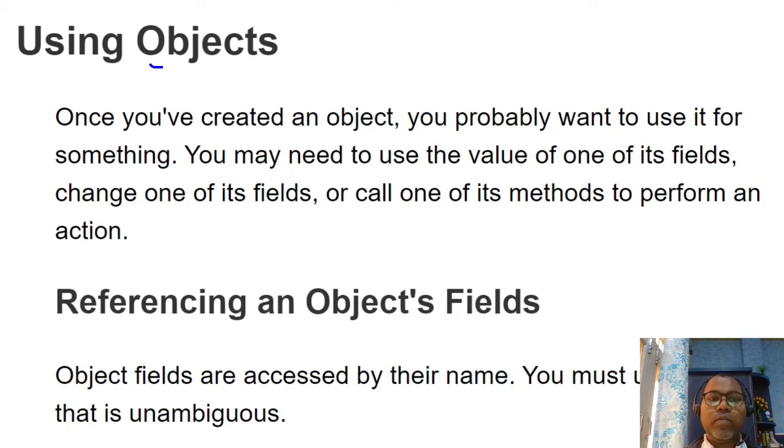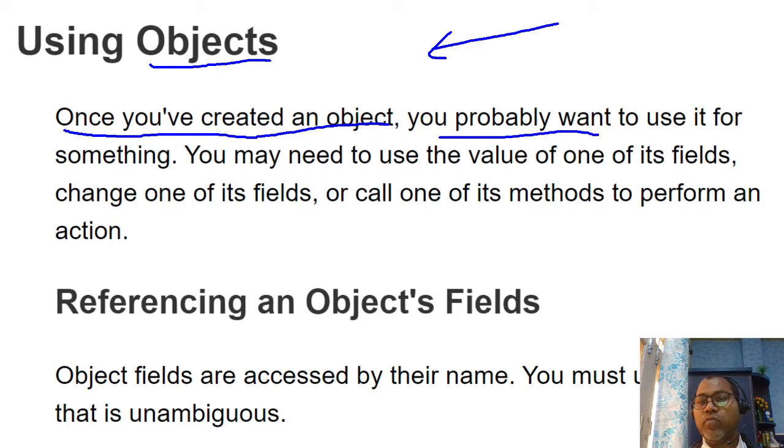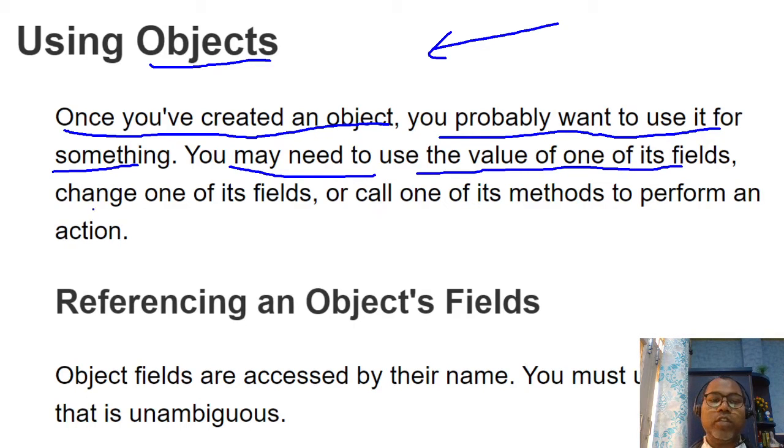So now we know how to create an object. When an object is created, what are the uses? How to use it? Once you have created an object, you probably want to use it to do something. So what kind of things do you do on an object? You may need to use the value of one of its fields, or change one of its fields, or call one of its methods to perform some action.